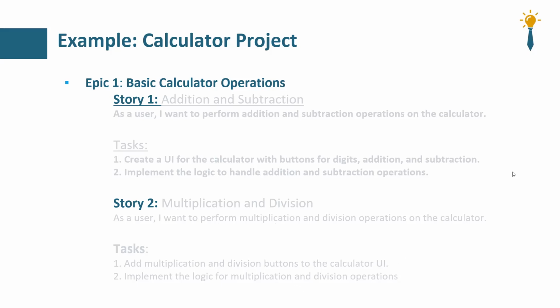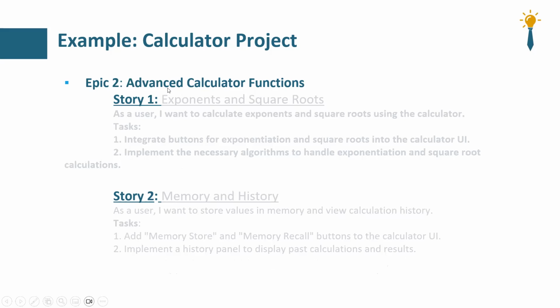And the second, for example, it can be advanced calculator functions like sine, which can be considered as another story, because underneath that there are other manageable chunks of stories and tasks. For example, exponents and square roots can be another story in this epic too, or memory and history can be another epic.